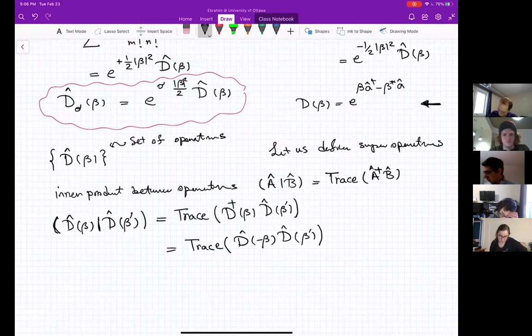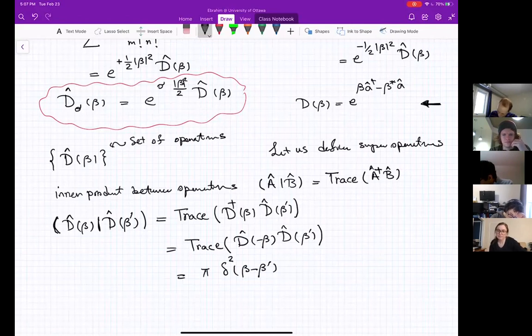I'm looking at the trace of this operator. Can you make a guess? Which basis should I use for the expansion? Coherent states? Lovely. Do it in a coherent state basis. And what will you end up with? You will end up with a delta function. Do that as an exercise. It's not difficult.